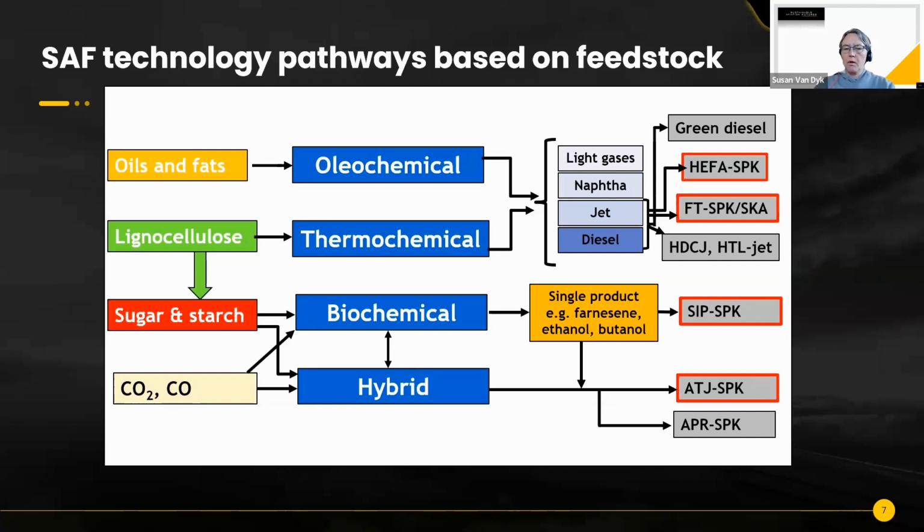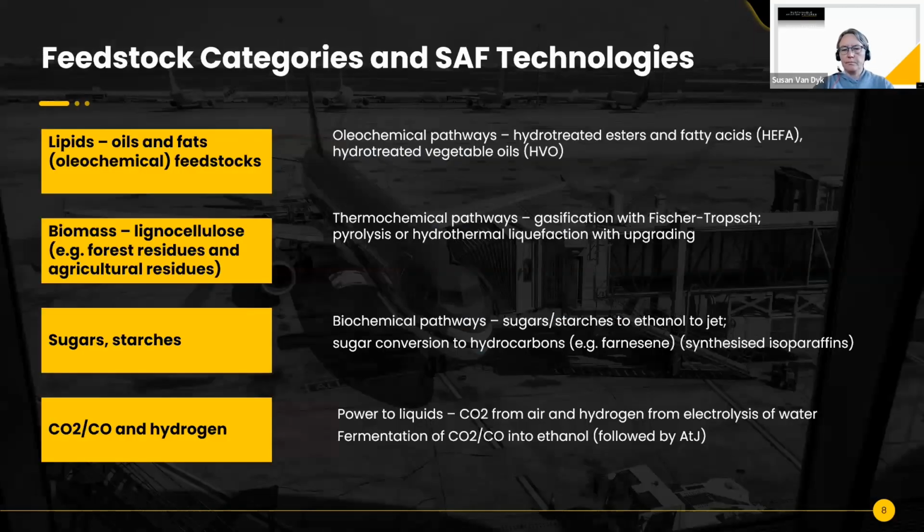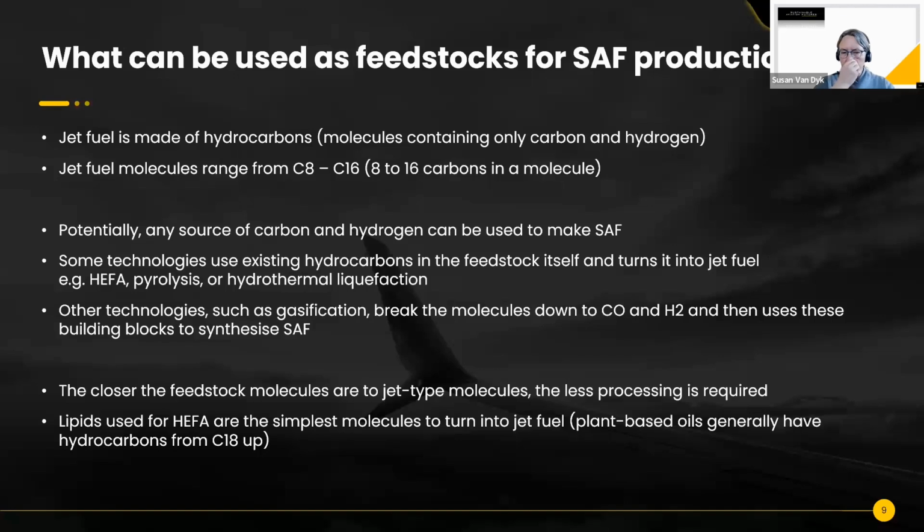And then you have pathways that I would call hybrid. So this could be fermentation of CO2 or CO, as well as electrochemical or e-fuel types of processes. But that's how I group the different feedstocks. So these are the categories and the types of pathways that are suited for these different categories.